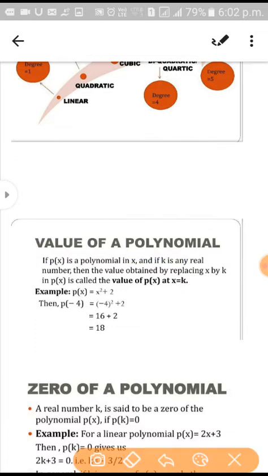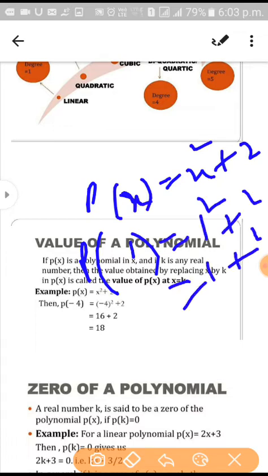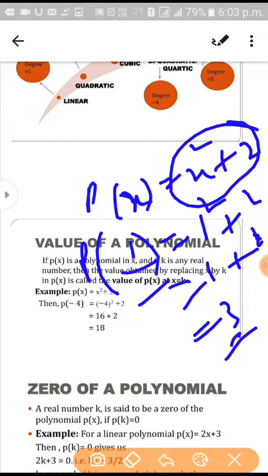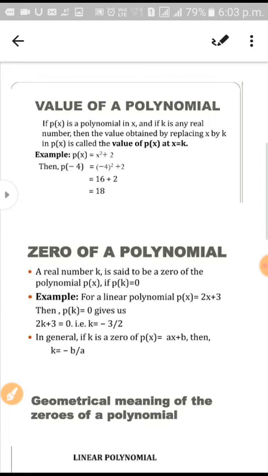For example, suppose our polynomial is x square plus 2, and in place of x, I write 1. So I am going to find the value of the polynomial at 1. That is 1 square plus 2, that is 1 plus 2, that is 3. So the value of this polynomial at 1 is 3. Got it?